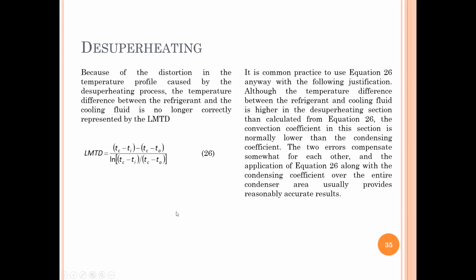So now, equation 26. It is common practice to use equation 26 anyway with the following justification. Although the temperature difference between refrigerant and cooling fluid is higher in the desuperheating section than calculated from equation 26, the convection coefficient in desuperheating is normally lower than the condensing coefficient. The two errors compensate somewhat for each other, and the application of equation 26 along with the condensing coefficient over the entire condenser area usually provides reasonable accuracy. So allowed pa rin to. Okay?